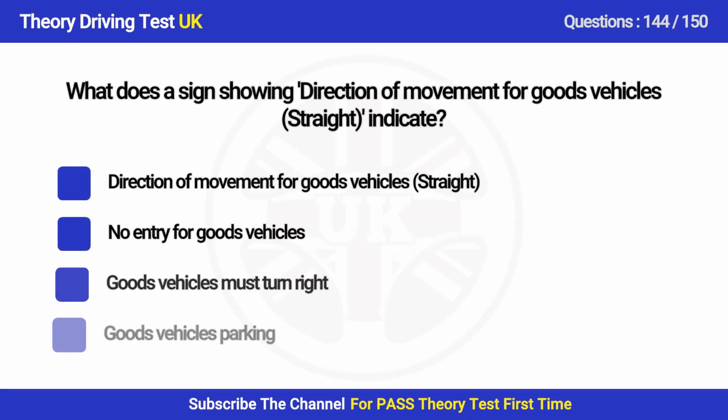Question 144. What does a sign showing direction of movement for goods vehicles straight indicate? A. Direction of movement for goods vehicles straight. B. No entry for goods vehicles. C. Goods vehicles must turn right. D. Goods vehicles parking.